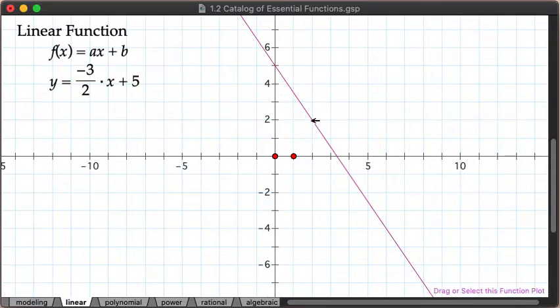That means if I take any one point on this graph, like for example this one, which is at 2, 2, I can find another point by going down 3 and to the right 2. Okay, or I can say to the right 2 and down 3. This basically says that y is decreasing 3 units for every increase of 2 units in x. That 5 is the y-intercept. We can think of that as a starting point.